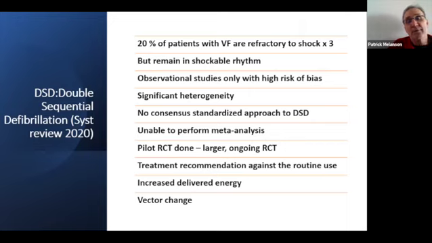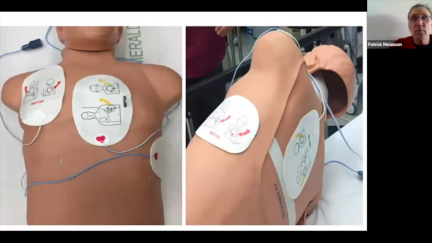And they want you to focus on making sure you deliver the maximum amount of energy with the minimal impedance and the optimal vector. So that's what double sequential or dual sequential defibrillation is, for those of you who haven't seen it before. You're placing the pads in the usual anterior lateral and anterior posterior positions, and then you're supposed to be shocking using 2 defibrillators and pushing the button at the exact same time.